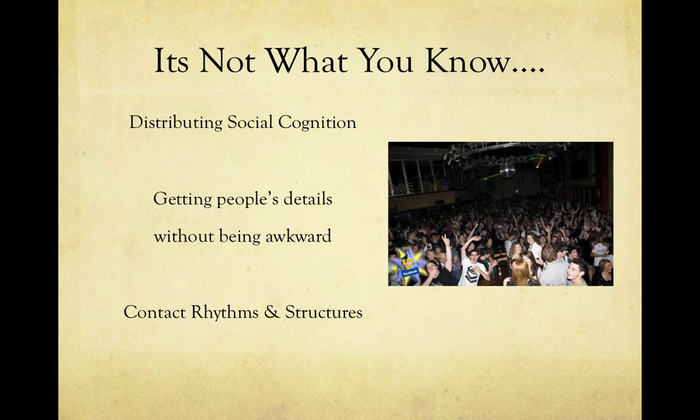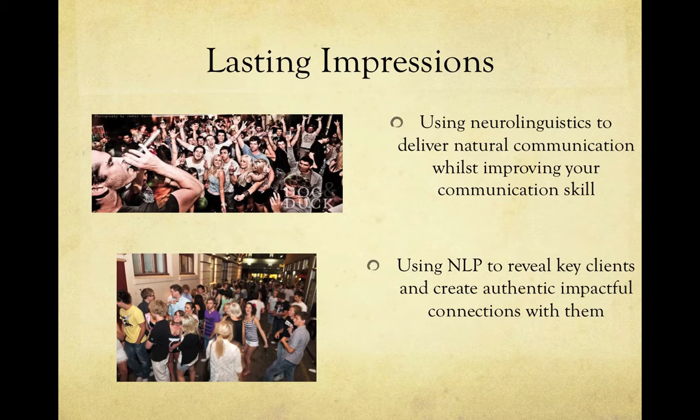This is how you actually communicate with people in a very, very large social circle without it being artificial but still being systematic. And the final thing that we'll look at is lasting impressions, which is how to actually understand the human mind and how to use neurolinguistics to deliver natural communication, but at the same time how to improve your communication skill all the time. So you see these people that are supposedly naturally good communicators. For a lot of us, we're not naturally good at it. We've got this way of actually developing our communication skill.